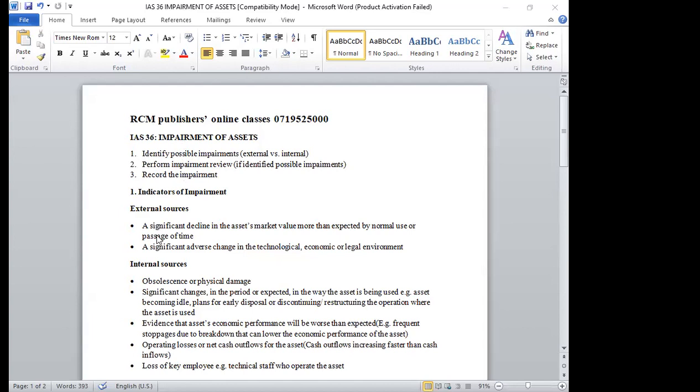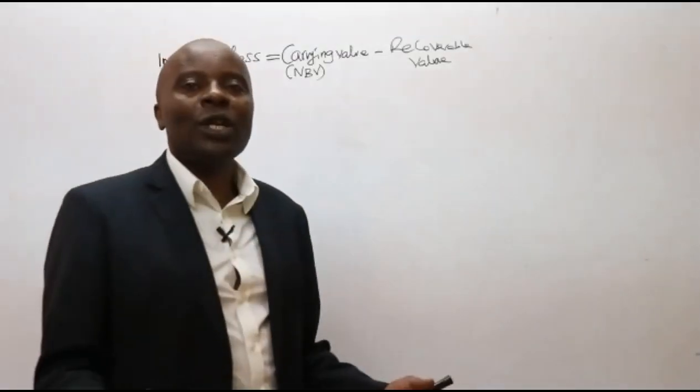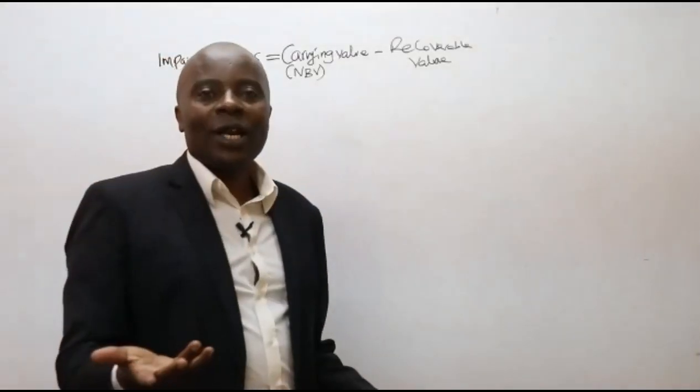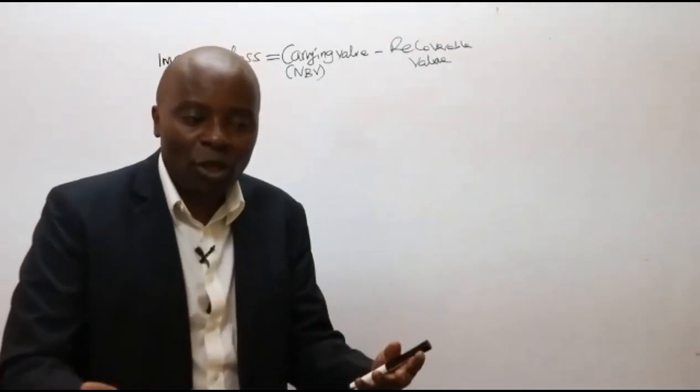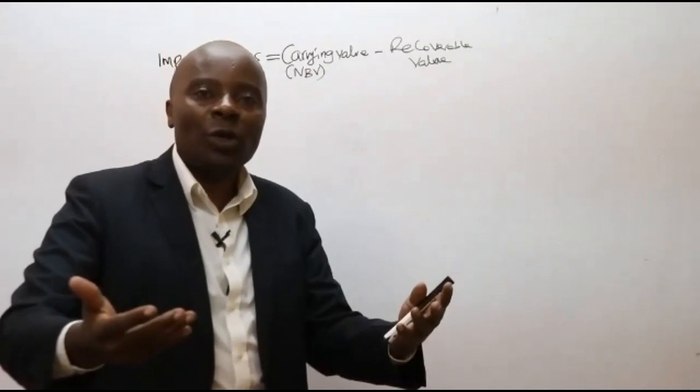Number 1, obsolescence or physical damage. Right? So an asset has been physically damaged. We have number 2, significant changes in the period or expected in the way the asset is being used, e.g. asset becoming idle. You are doing like 2,000 units a day, and then you start realizing that you're doing only 50, right? That, of course, shows that there is a reduction in the usage of the asset, which is an indicator of impairment.